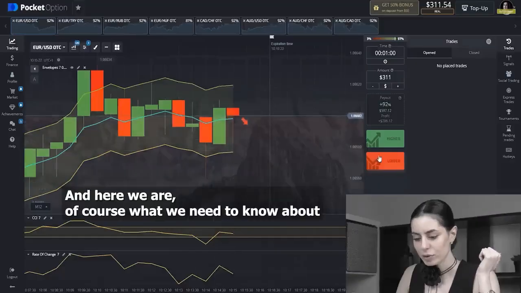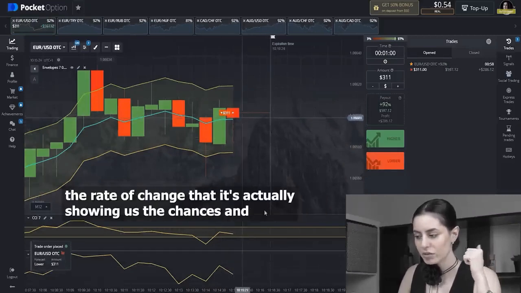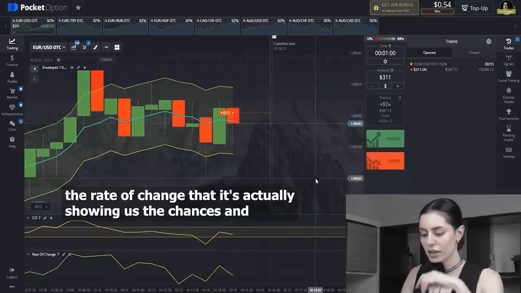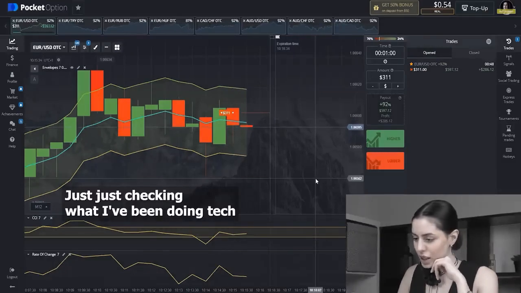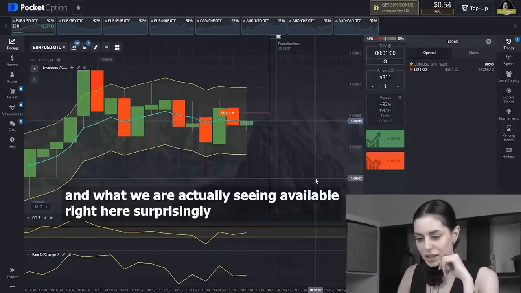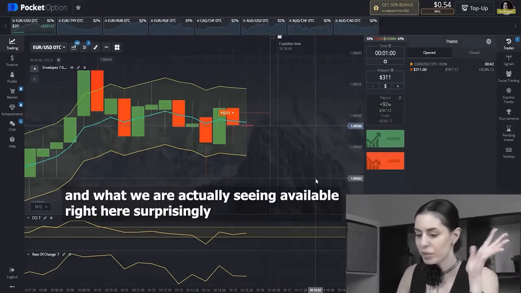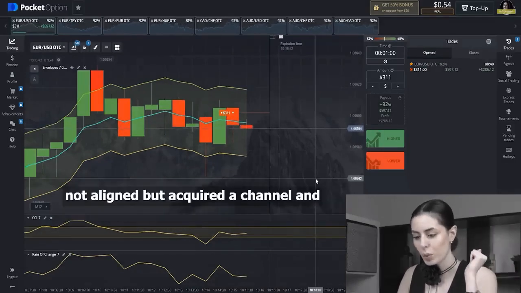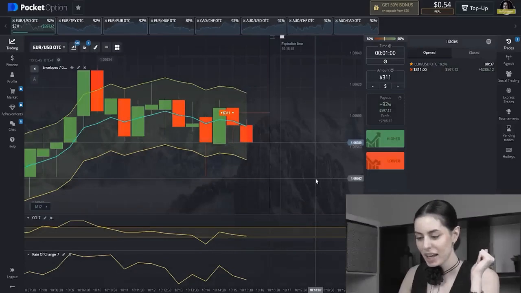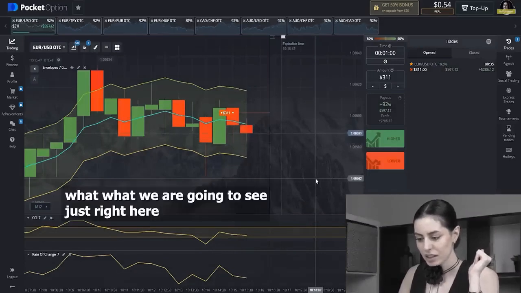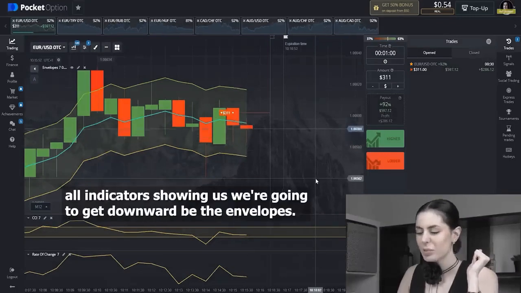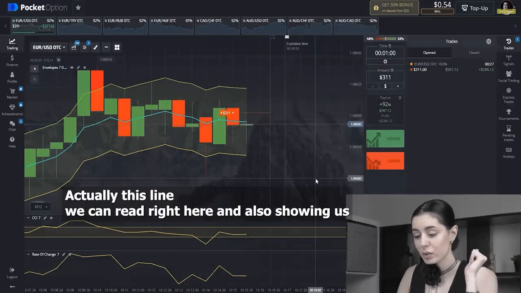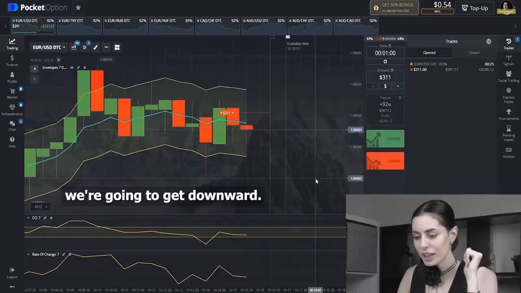And here we are. Of course, what we need to know about the rate of change is that it's showing us the changes over changes. Just checking what I've been doing, checking what we are actually seeing. Envelopes right here, surprisingly not a line but quite a channel, and all indicators are showing us we're gonna get downward. With the envelopes, this line we can read right here is also showing us we're gonna get downward.